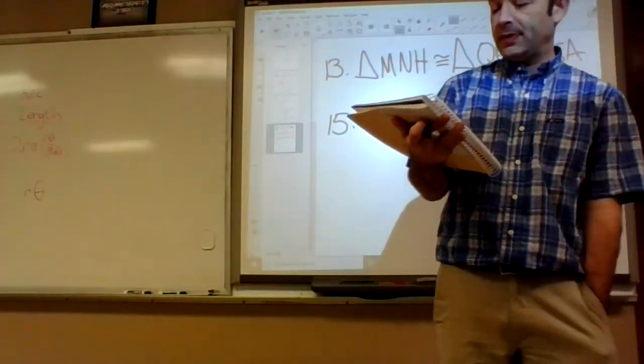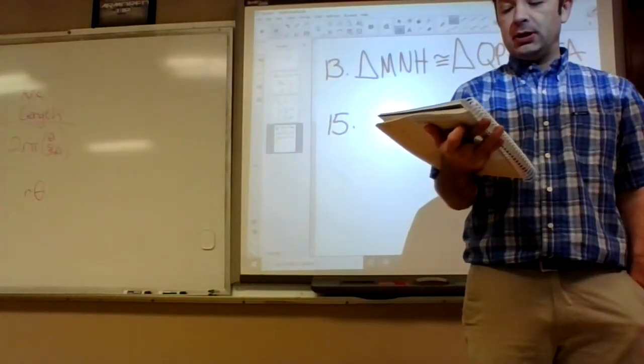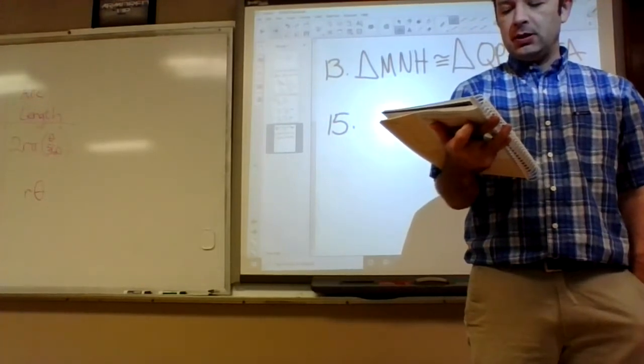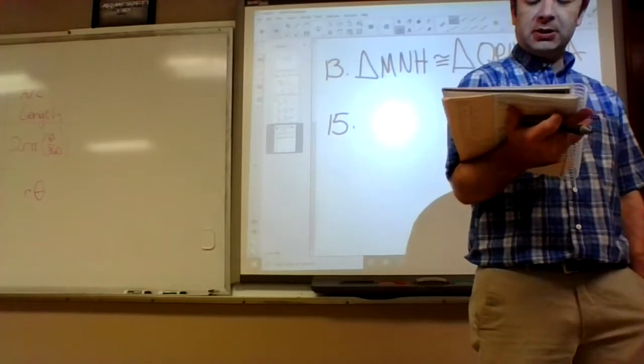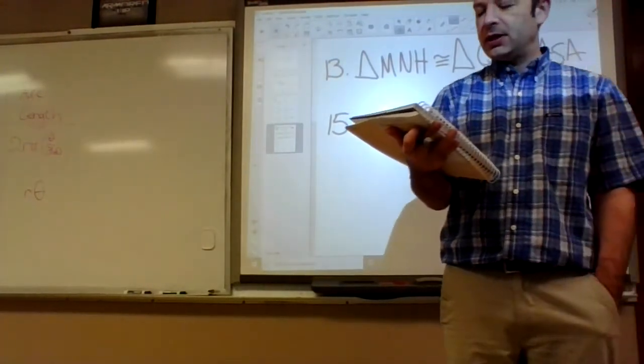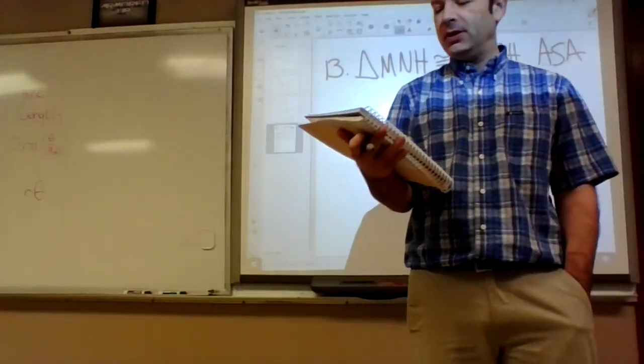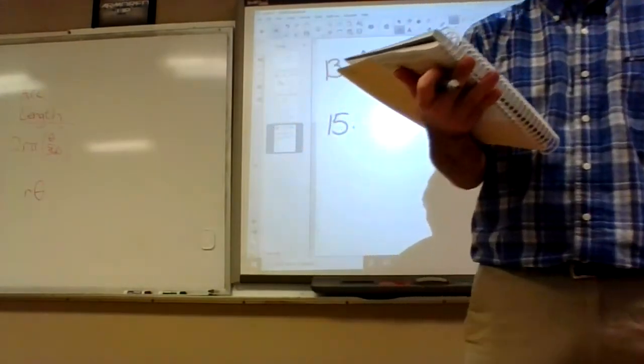Okay, number 1. Guess what we're going to put on line 1? Triangle PQR is isosceles, and segment QS bisects vertex angle PQR. So just copy down the given stuff.